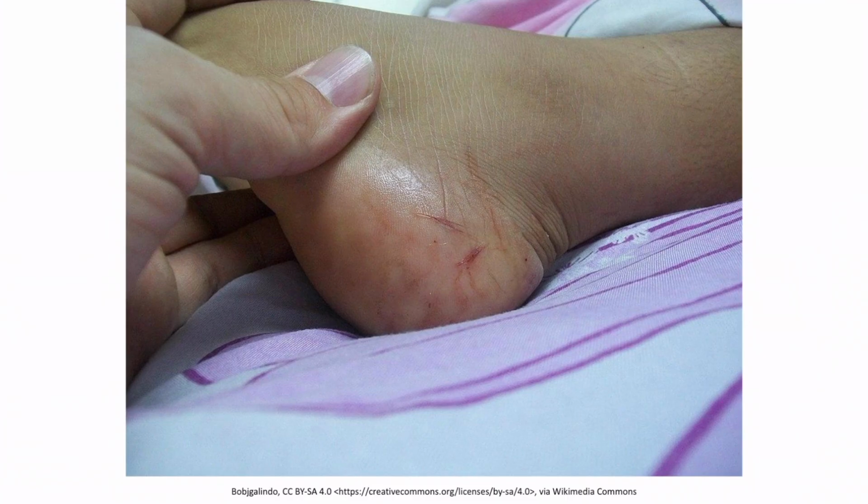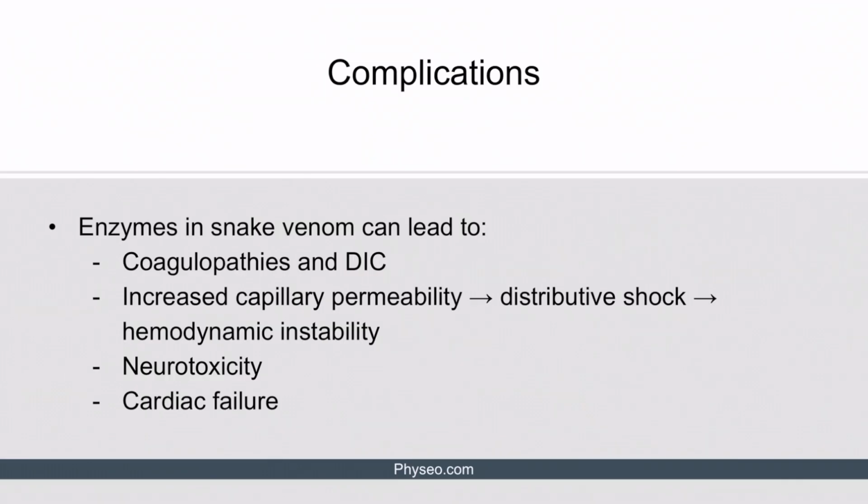Now, in this image, you can actually see the puncture wounds. Those are really what you could see after the patient has been bitten by a snake. You could also see some mild edema around that area. Now, at this point, the physician should draw a line around the edema in order to monitor the progression of the wound.